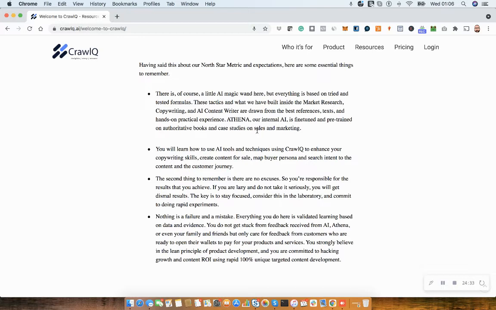Right. Second thing that you must remember is that there are no excuses. So you are really responsible for the results that you achieve. If you're lazy and not taking actions seriously, you will get dismal results. That's key. Even if it's AI or non-AI, whatever tool you use, you have to take certain actions, right? The key is to stay focused and consider this a kind of laboratory setup, and commit yourself to doing rapid experiments. Nothing is failure or mistake here, okay?